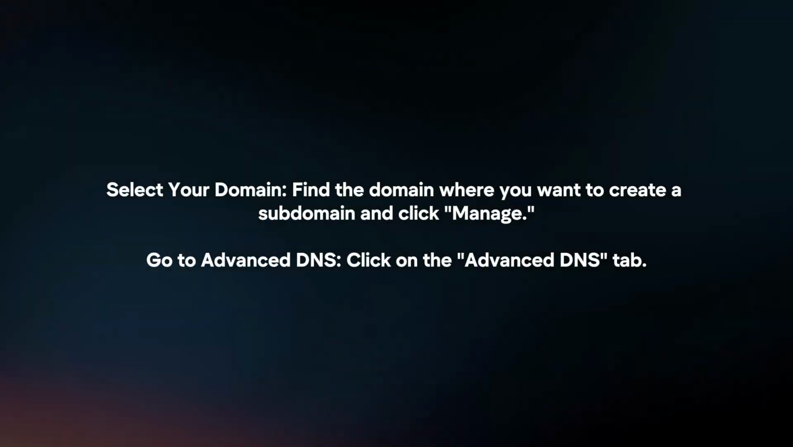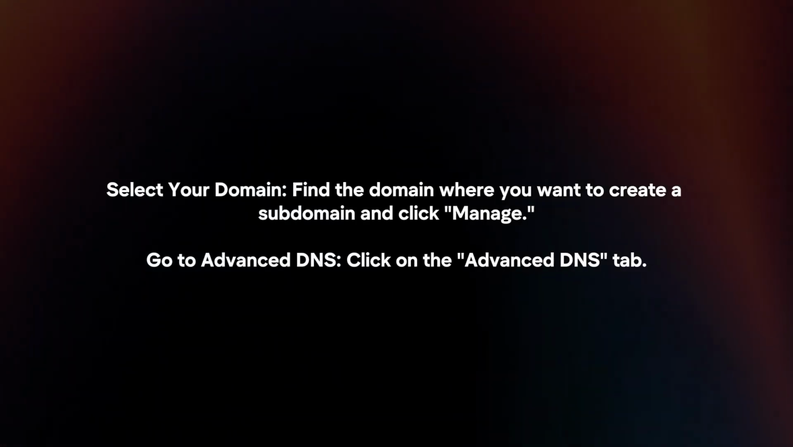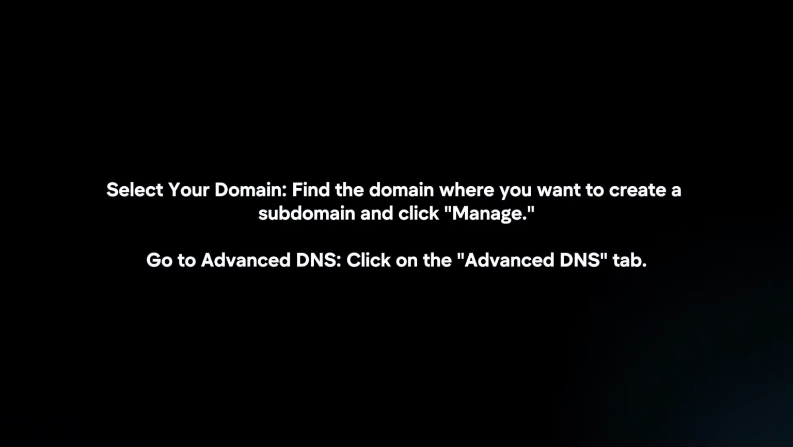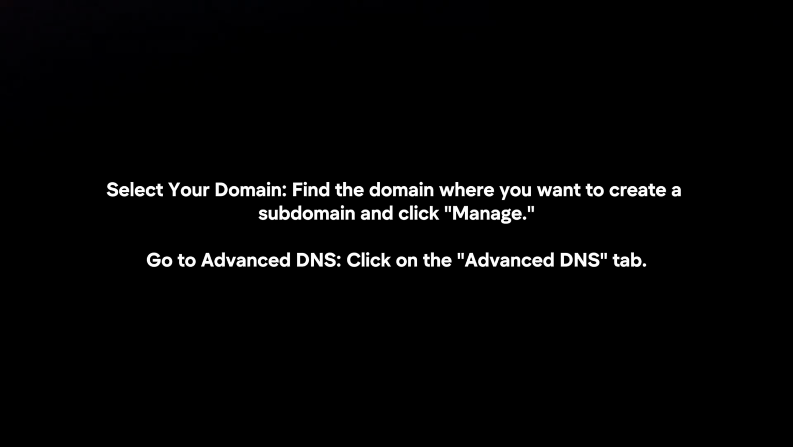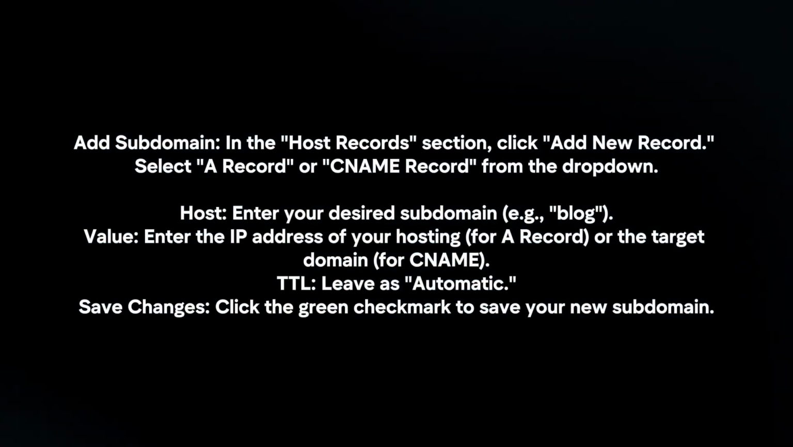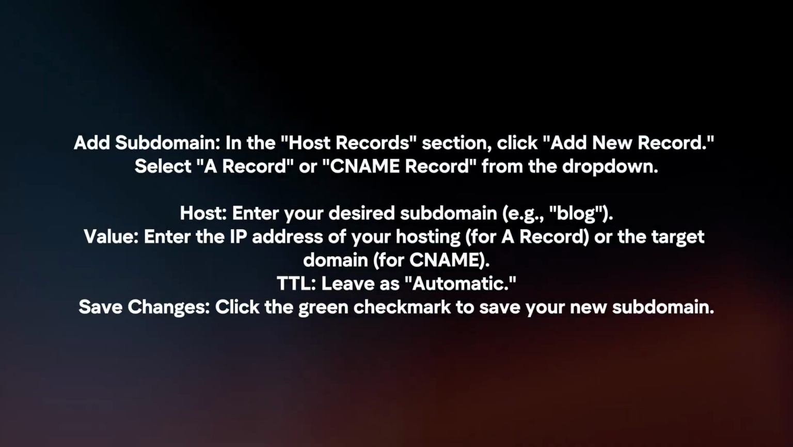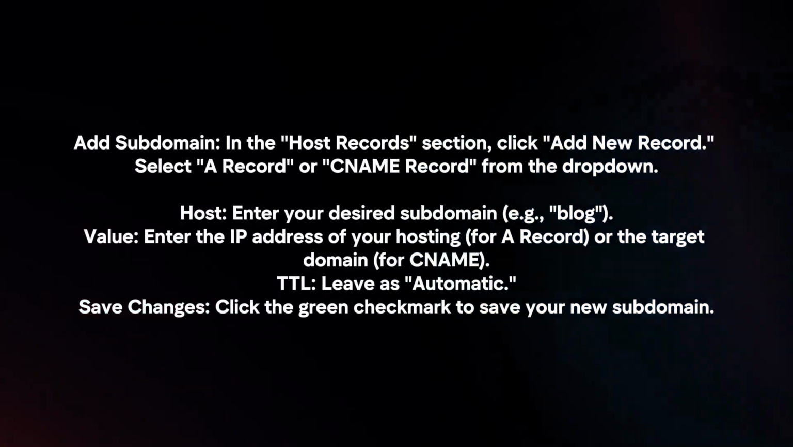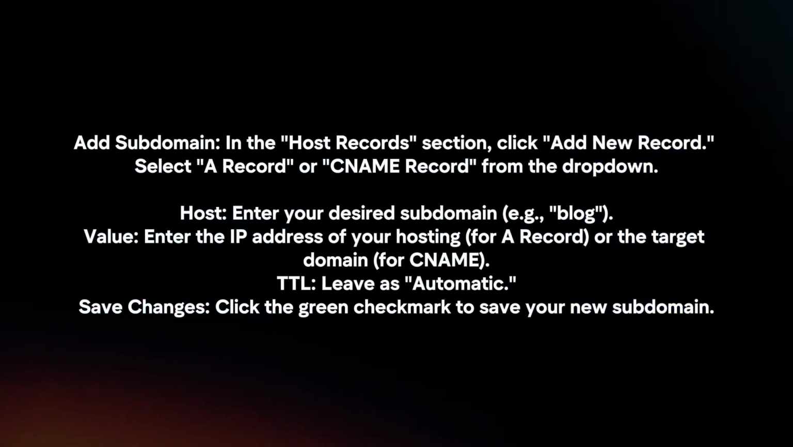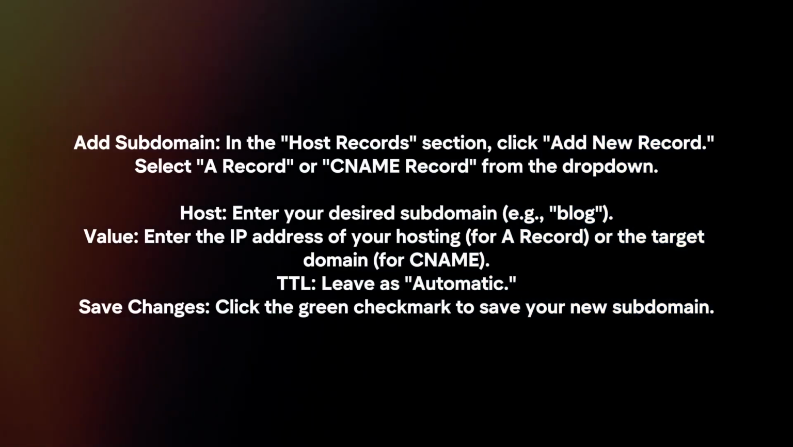Select your domain. Find the domain where you want to create a subdomain and click Manage. Go to Advanced DNS. Click on the Advanced DNS tab. Add subdomain. In the Host Record section, click Add New Record. Select an A record or CNAME record from the drop-down. Host. Enter your desired subdomain.